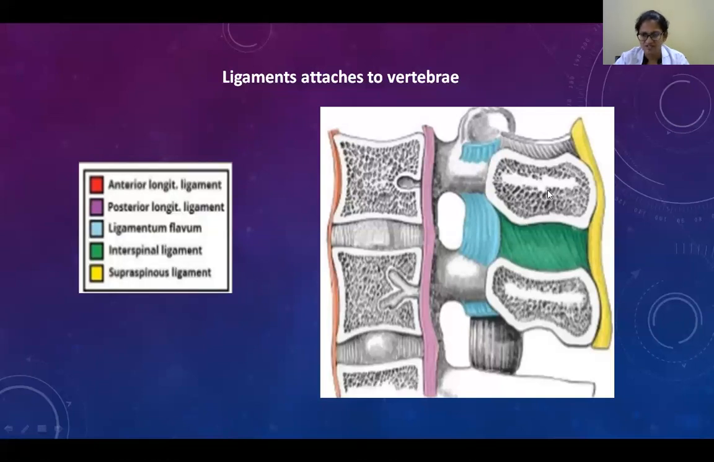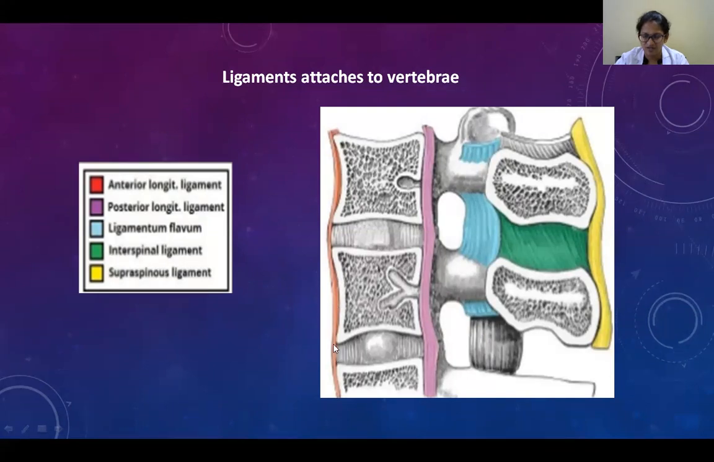In between the spines of the vertebrae, this is the interspinous ligament. The tips of the spinous processes give attachment to the supraspinous ligament.